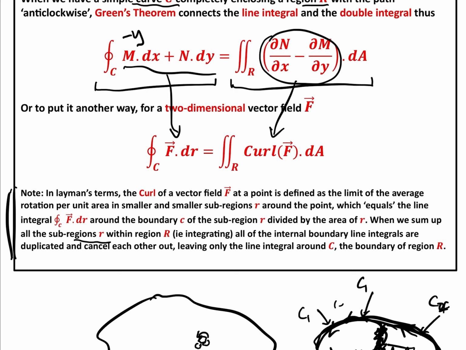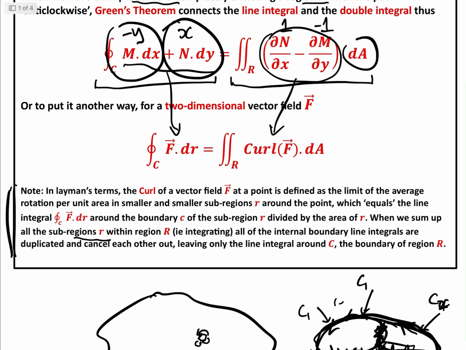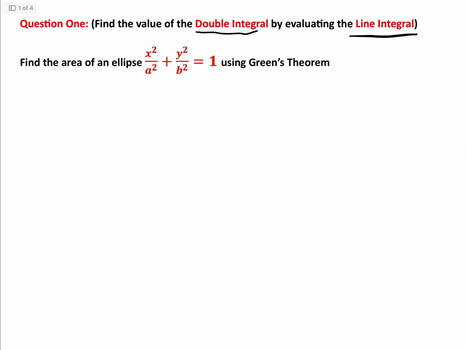Okay, so there's a little bit of a trick here: if we let M equal minus y and we let N equal x, then dN/dx equals 1 and dM/dy is minus 1, which means 1 minus minus 1 is 2, which means that either of these two are equal to half of the area of the region enclosed by the curve. So basically all we need to do is integrate around the curve x dy or y dx to find our area.